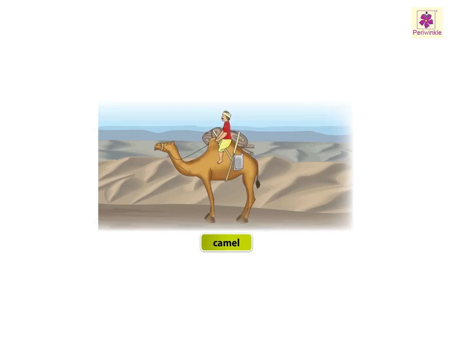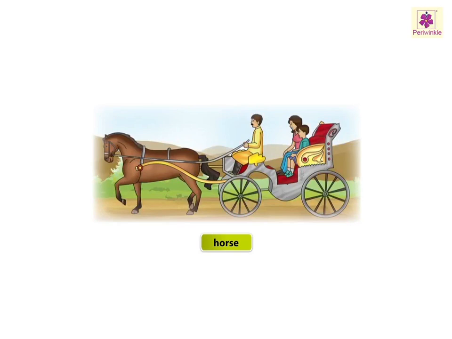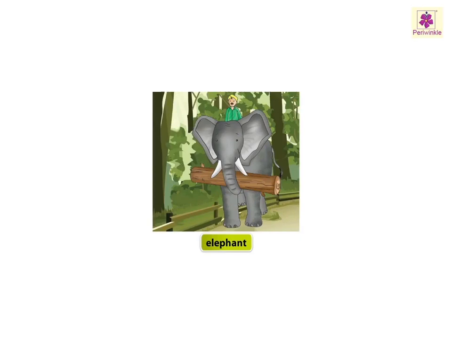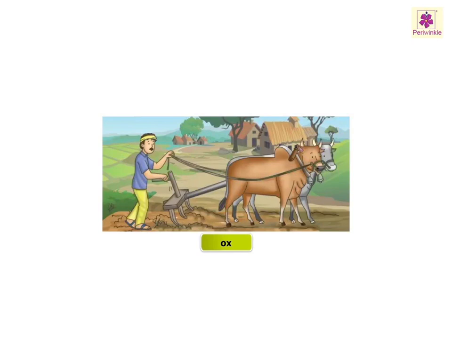Camels are used to travel in desert regions. Horses are used to pull horse carts. Elephants carry heavy logs of wood. Ox is used to plow the field.